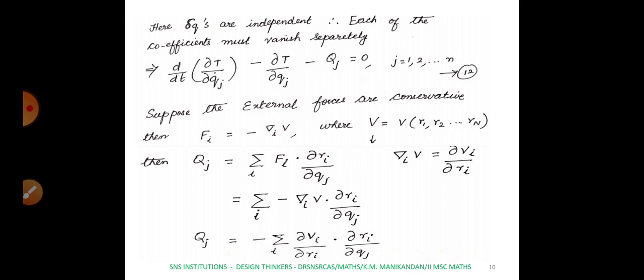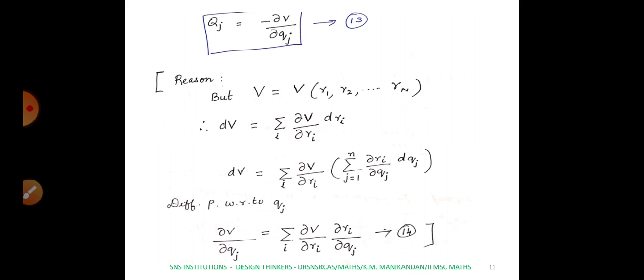Suppose the external forces are conservative, we get the external force Fi equal to minus ∇i V, where V is a function of R1 vector, R2 vector, etc., Rn. So from this we can write ∇i V equal to ∂V/∂Ri. We know that the generalized force Qj equal to summation i of Fi into ∂Ri/∂qj. So we replace Fi by minus ∇i V. You take a minus sign outside, summation i of ∇i V, which is ∂V/∂Ri, into ∂Ri/∂qj. So hence we get Qj is equal to, this is nothing but, minus ∂V/∂qj.